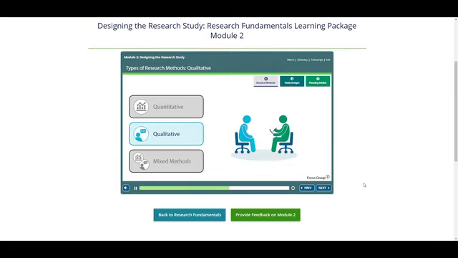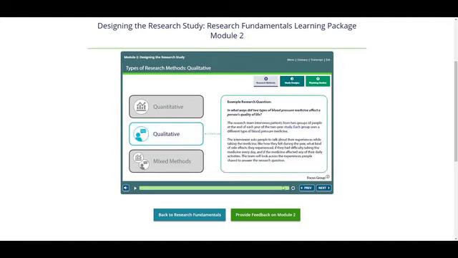To answer a research question using a qualitative method, the research team must interpret these responses, looking for similarities and differences between people's experiences or behaviors, and draw conclusions about what the data means.